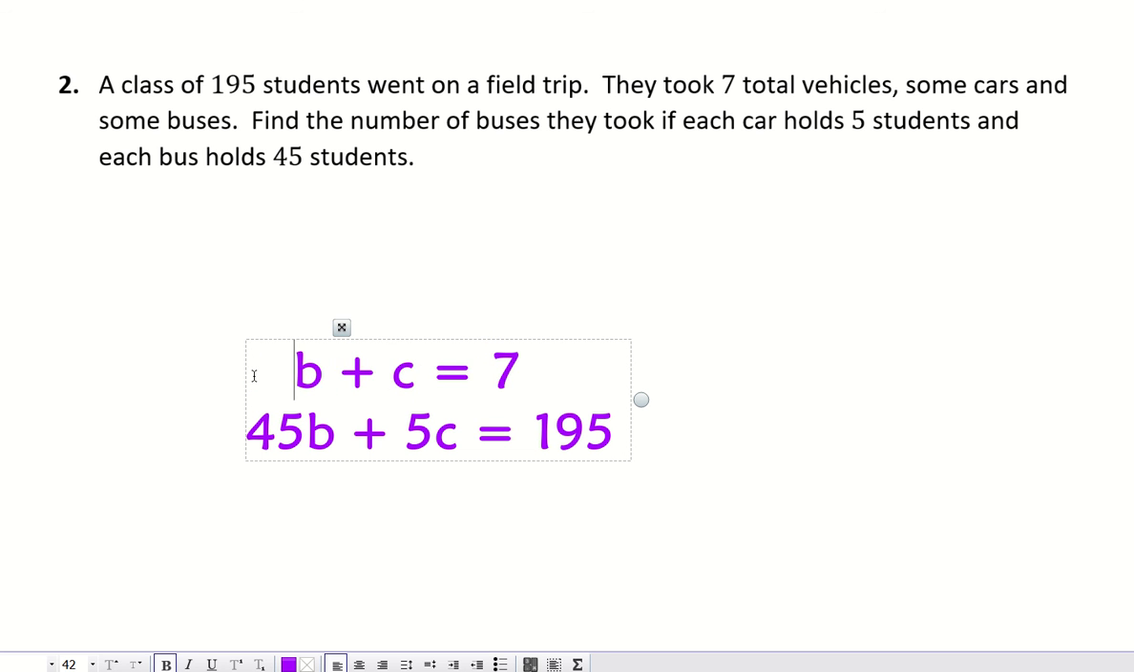On a side note, let's say you were doing the elimination method, which means you're trying to add these equations together, but first you need opposites. Anyway, here's my point. If you're solving for B, if all they care about is B, find the number of buses, so you want B. That's it. You don't even need to know what C equals, just B.